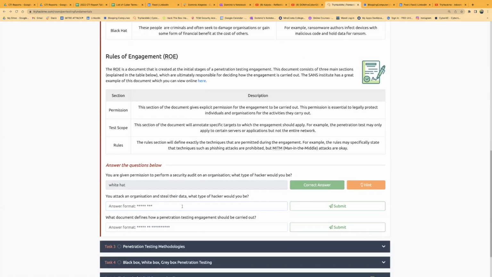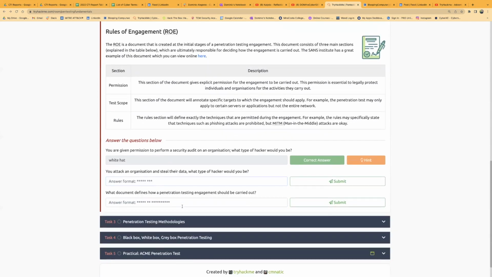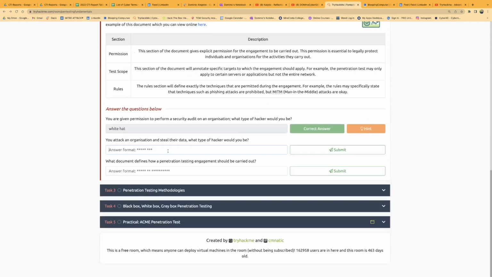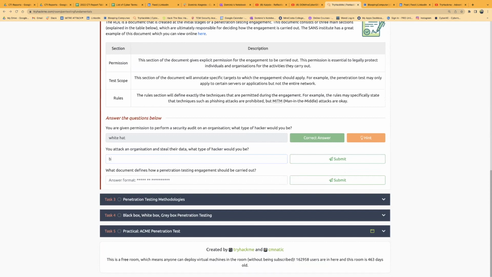Sometimes what I do with these rooms is I'll read all through it first and take notes, and then start trying to memorize or see what terms and things are going on and learn those. And then sometimes I try to answer the questions without looking back at the notes just to see if I remember. This one is black hat.